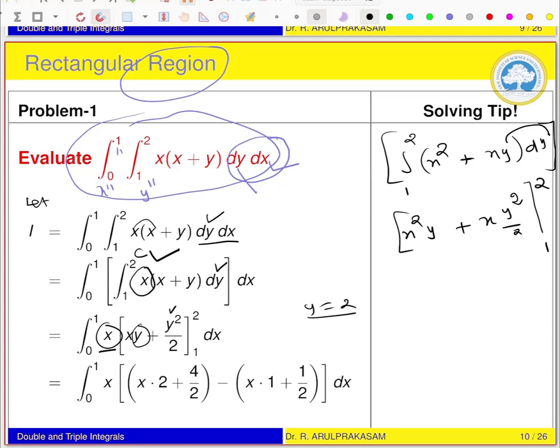What is the lower limit value? I have to substitute y equal to 1. Whenever we have y, I can replace y with 1. Here x is constant. When substituting y equal to 1, I am getting 1 into x, nothing but x, plus 1 by 2. What is the simplified form? So I am getting my simplification value.